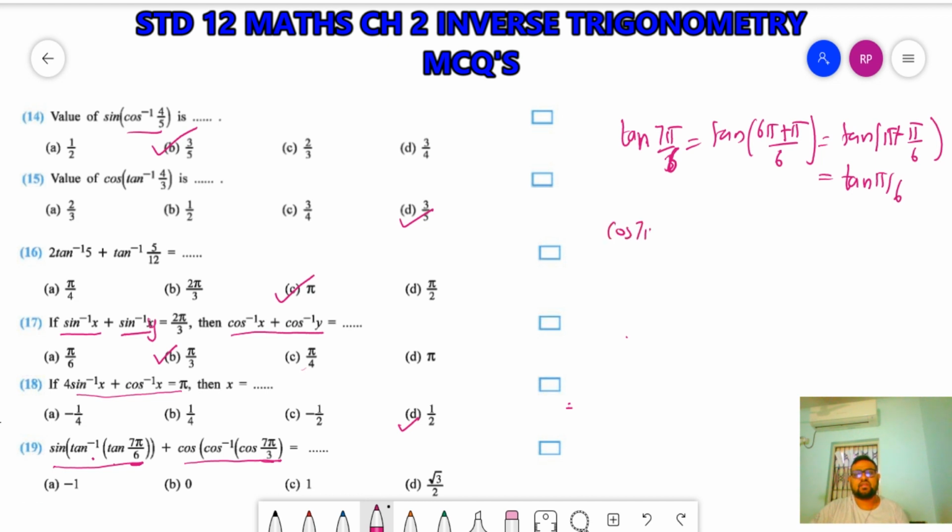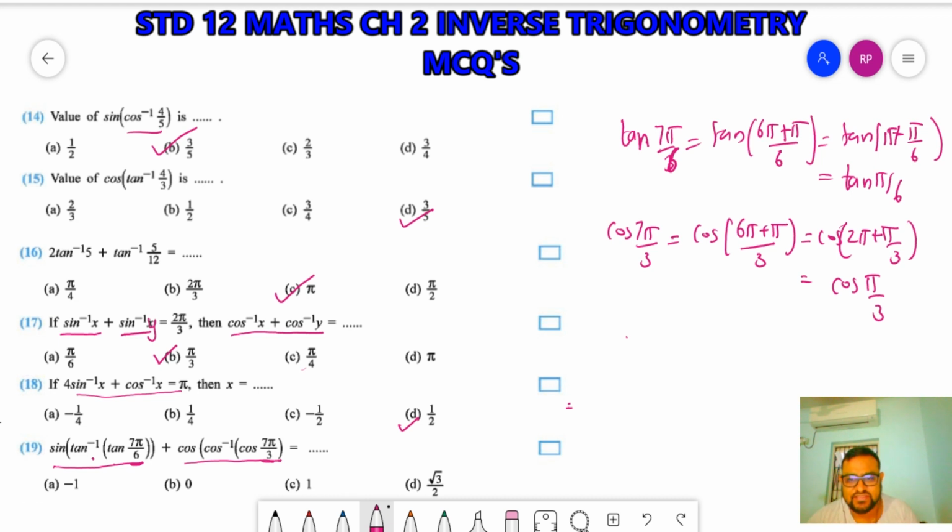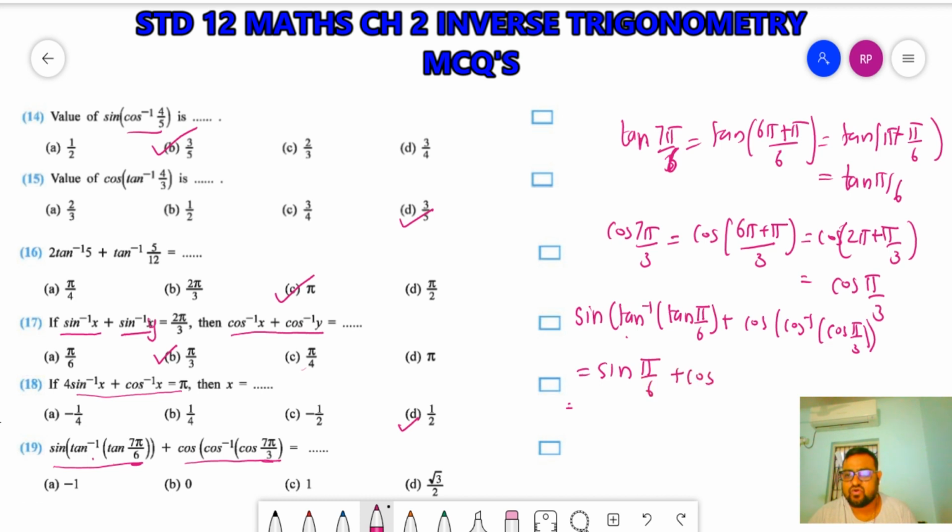And cos 7 pi by 3 will be equal to cos of 6 pi plus pi by 3. How I selected 6 pi: multiple of 3 near to 7 is 6, so 6 pi by 3 is 2 pi, plus pi by 3. 2 pi shift, so it will be cos pi by 3, and first quadrant, cos is positive. So now I can rearrange in this way: sine tan inverse of tan pi by 6, plus cos inverse of cos pi by 3. So this will be equal to pi by 6 and pi by 3.